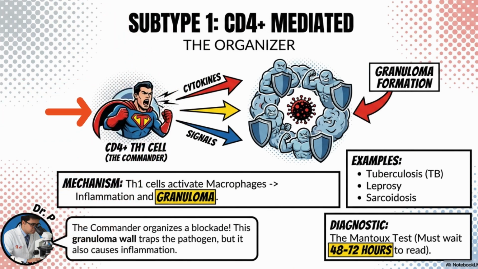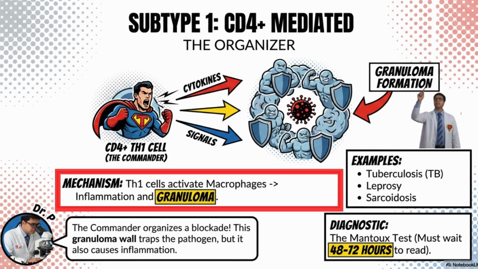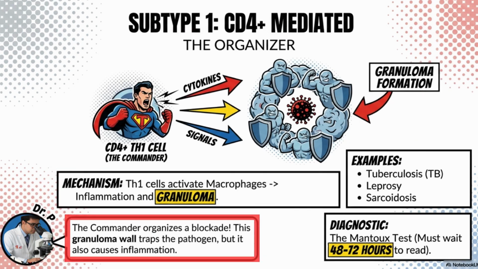The CD4 plus Th1 cell is the commander. It uses cytokines as signals. Th1 cells activate macrophages, leading to inflammation and granuloma formation. The commander organizes a blockade. This granuloma wall traps the pathogen but also causes inflammation. For example, tuberculosis, leprosy, sarcoidosis.